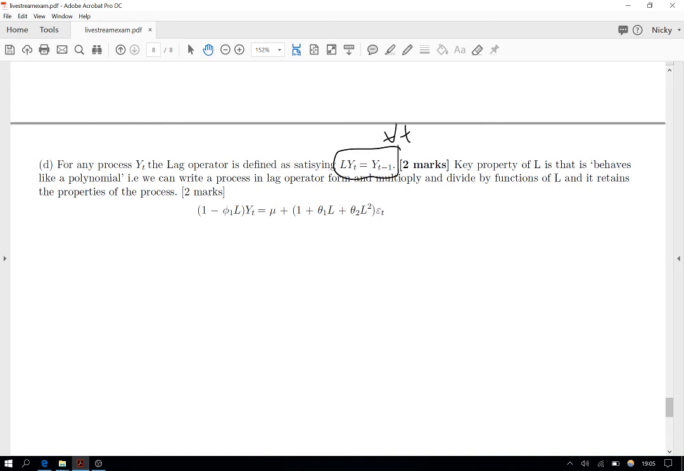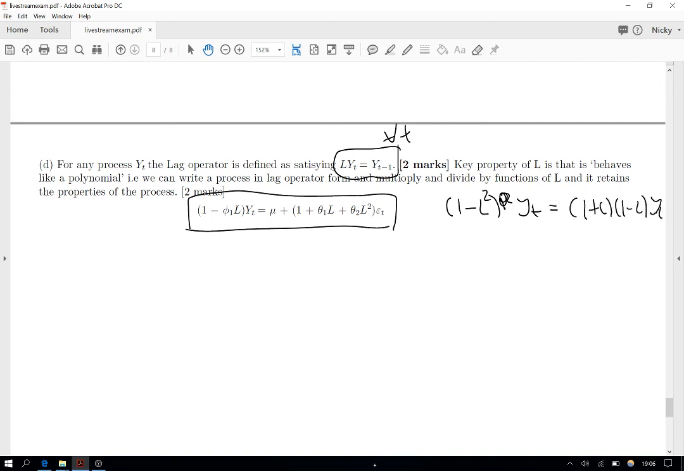And again, the safest way is to give an example here, something like this. Okay, so again, it behaves like a polynomial. Namely, when we do some operation as a function of L to some process, any equivalent polynomial transformation of that retains the same properties. For example, you could just say that 1 minus L squared of yt is the same as 1 plus L. Okay, so you could just give an example.